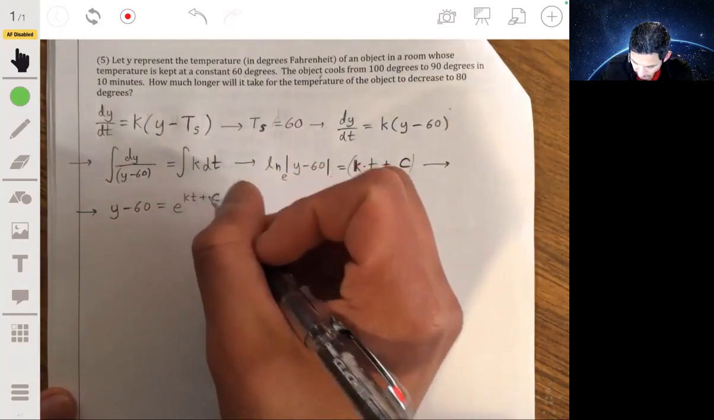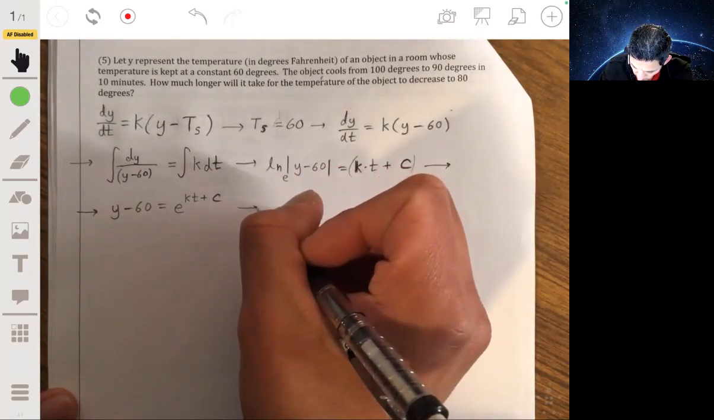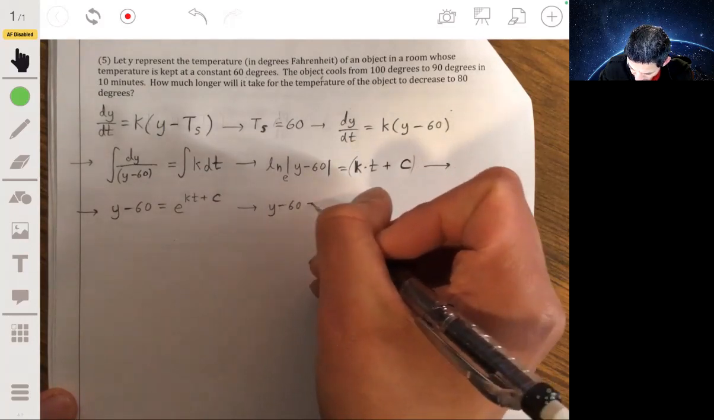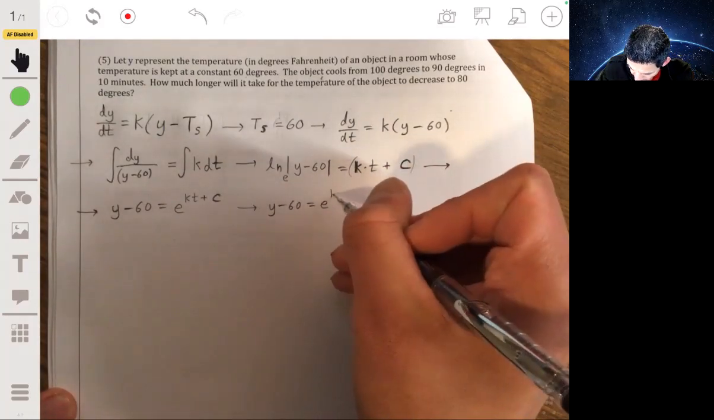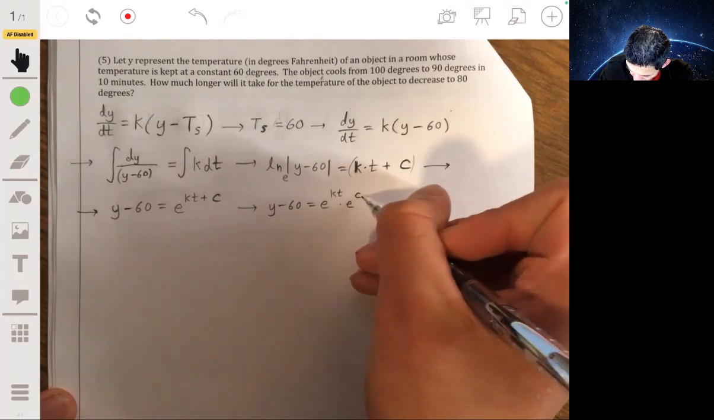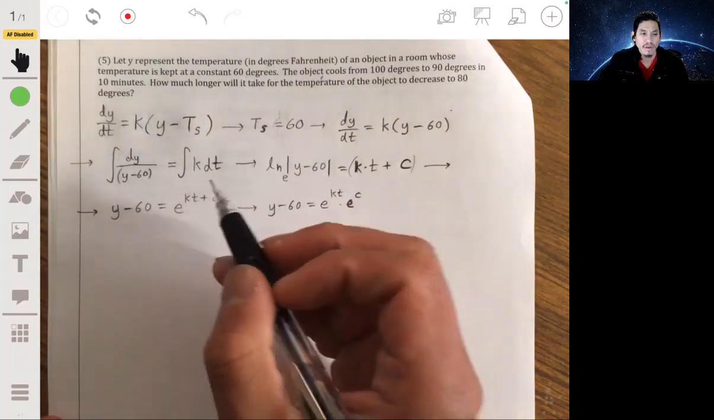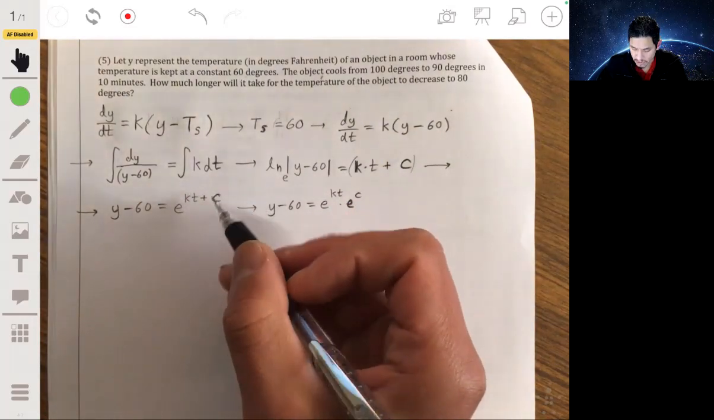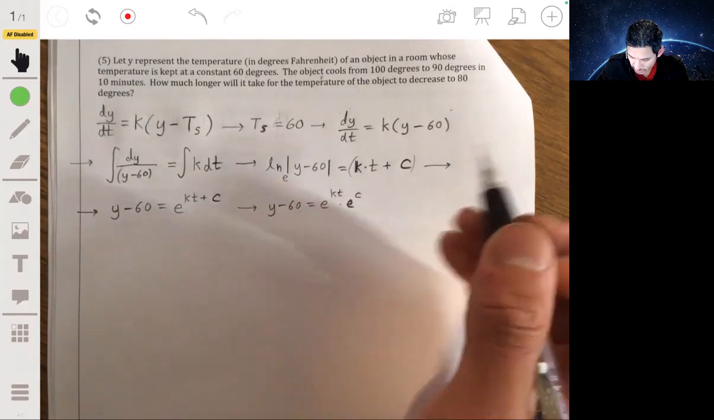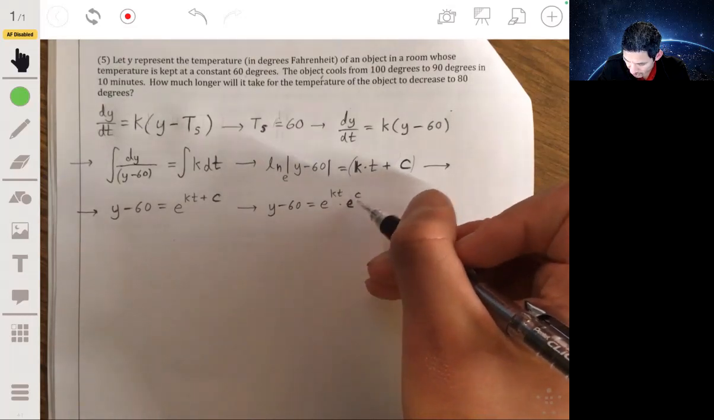So now we essentially just have to solve for y. We can rewrite this as y minus 60 is equal to e to the kt times e to the c, because just by the power property of exponents, if you multiply the same base, you add those exponents. And what we're going to do is make e to the c equal to a.